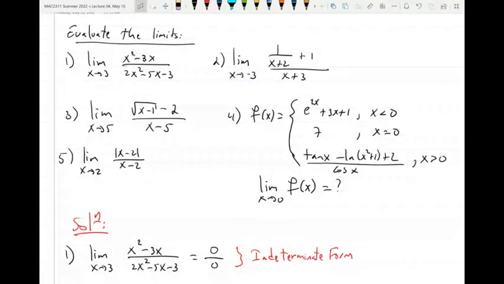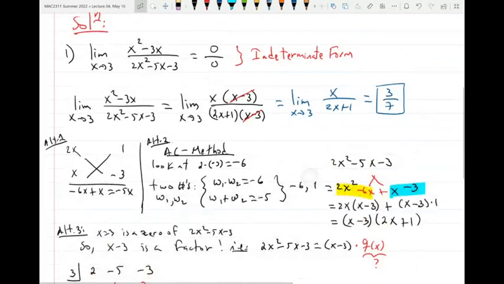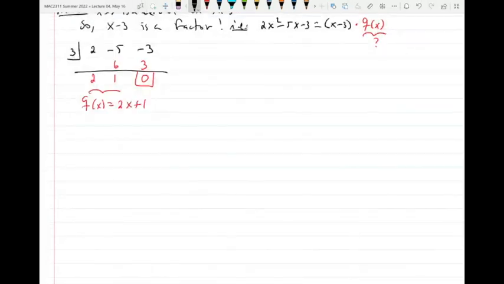All right, so how about number 2? Questions on number 1? Okay, how about number 2? Let's see. So we have the limit as x approaches -3 of 1 over x plus 2 plus 1 over x plus 3.